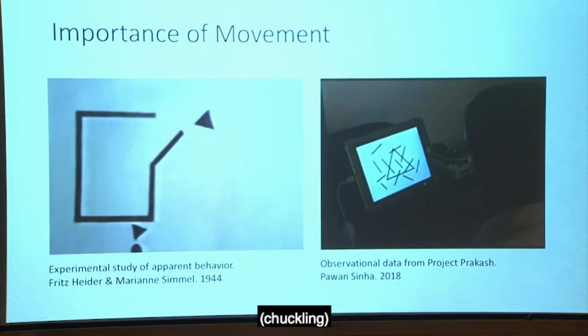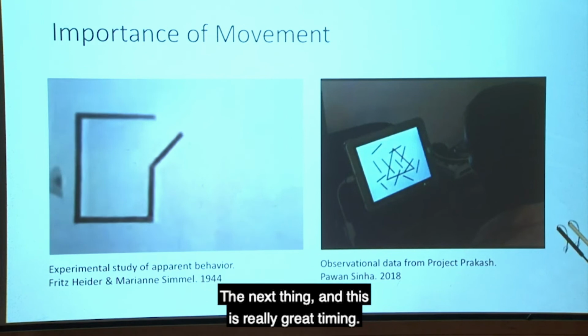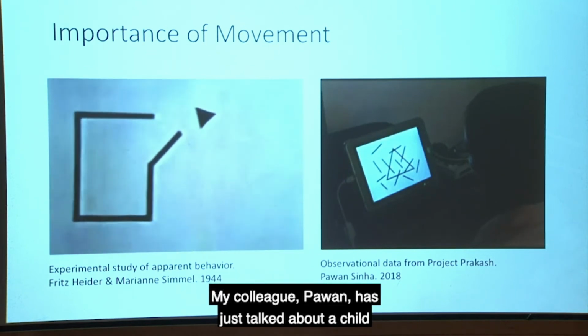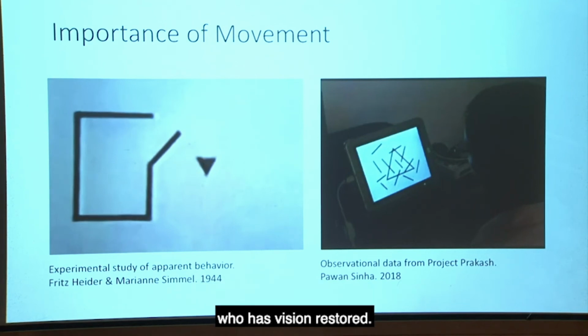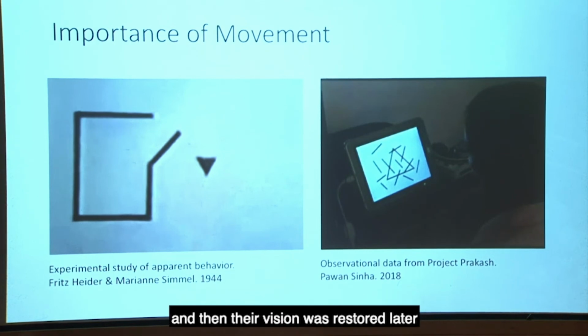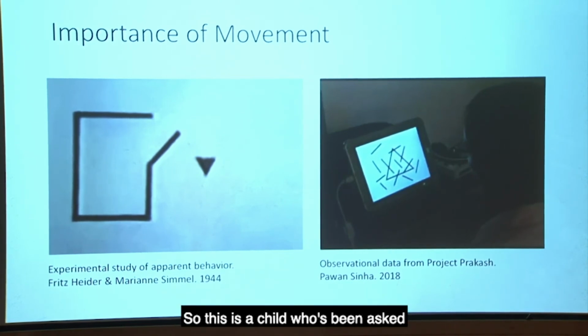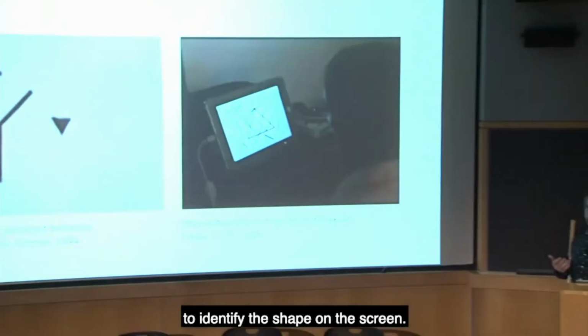So the next thing, and this is really great timing. This is a Prakash child. My colleague Pawan has just talked about a child who has vision restored. They were congenitally blind, and then their vision was restored later. And we want to understand how the brain starts to interpret information now that it has visual stuff coming through. And so this is a child who's been asked to identify the shape on the screen.